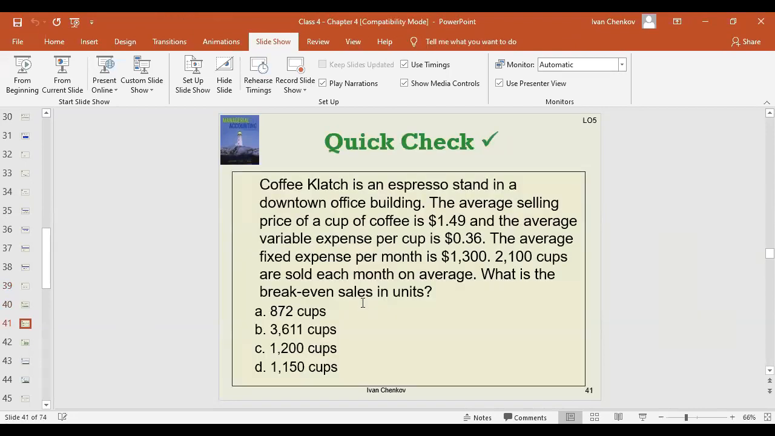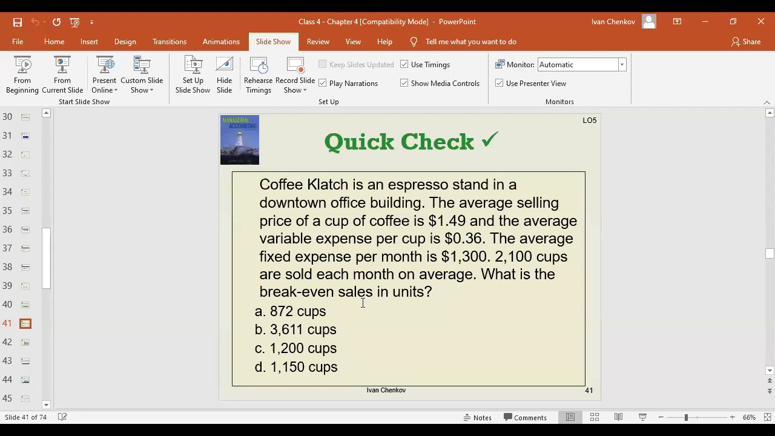Let's check if you can apply those formulas now. You don't have to take notes, you already know. Fixed expense divided by contribution margin per unit gives you the number of units. So it's letter D, 1,150.